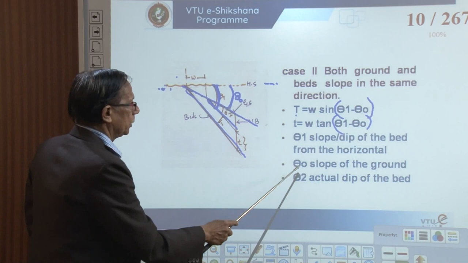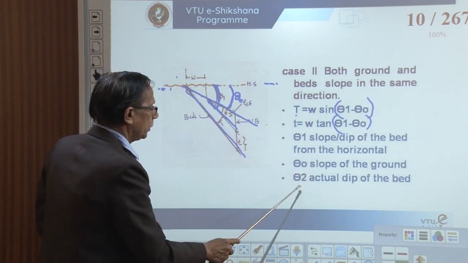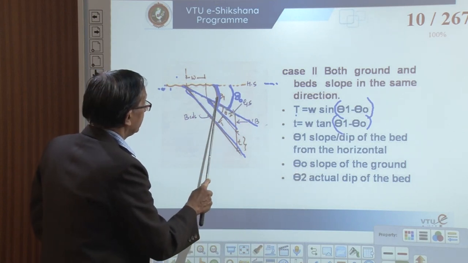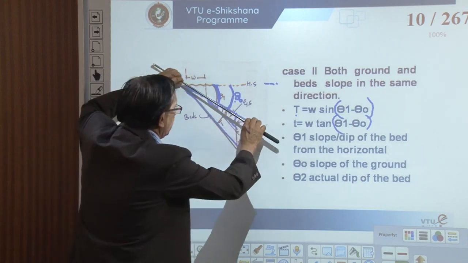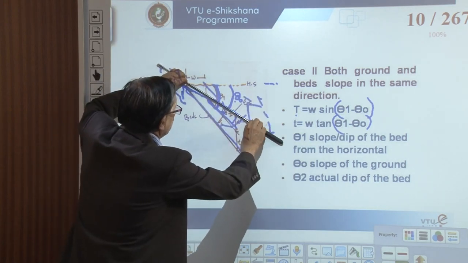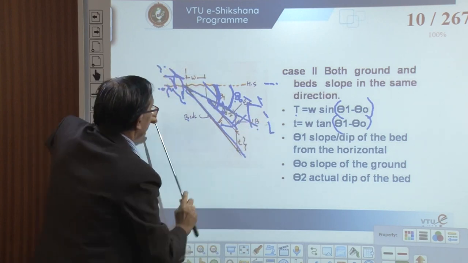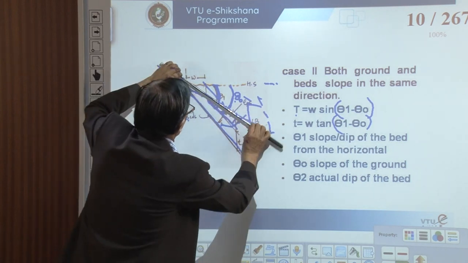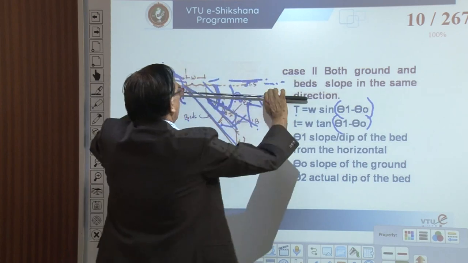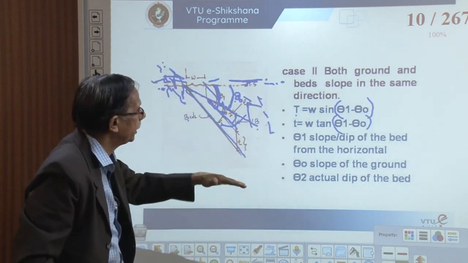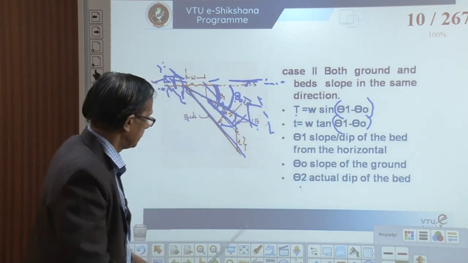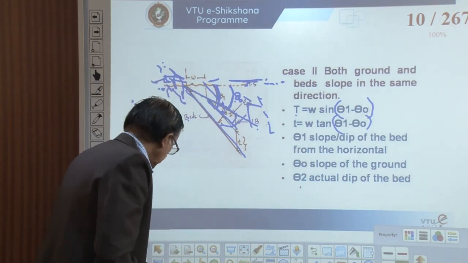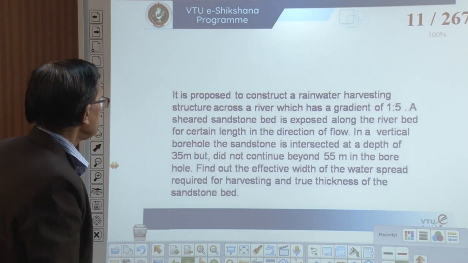So, theta 0, slope of the ground. Theta 2, if I minus this one and this one, that becomes theta 2. What is that? If the ground is sloping, if I make it horizontal, this also rotates, meaning theta 1 minus theta 0 should be equal to theta 2. Yes. Now, we take a simple example.